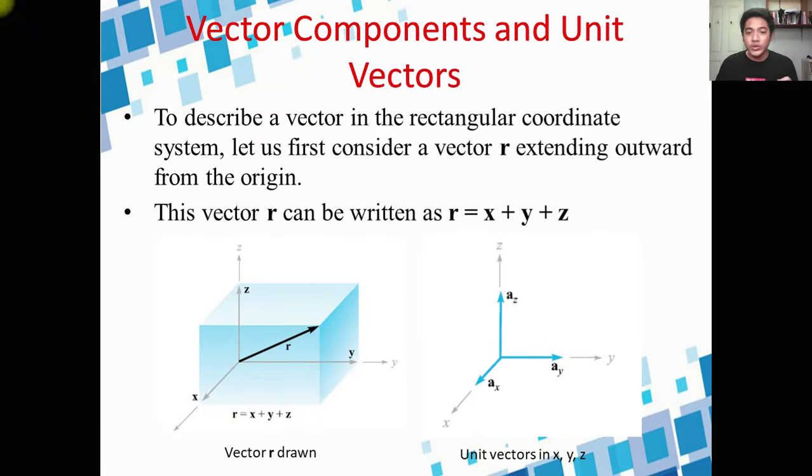Okay? So we also have unit vectors. Unit vectors are vectors that have a magnitude of 1. Okay? Hence the term unit. So in this study, we're going to have unit vectors in x, y, z as a sub x, a sub y, a sub z, to denote that it is a unit vector.